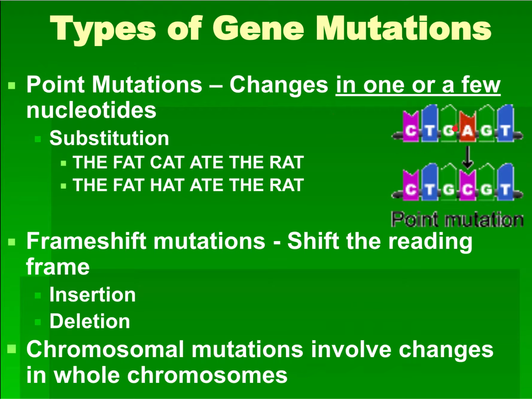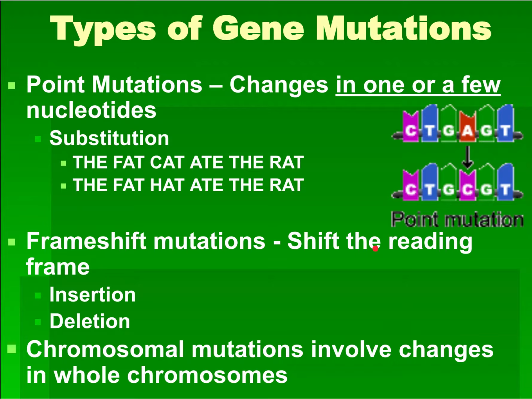The point mutation happens at this specific location. We can see that our original strand says CTG AGT. Now, after the point mutation, we can see that our strand is going to read CTG CGT. And it's not necessarily always a big deal, but we'll talk about that in a little bit.